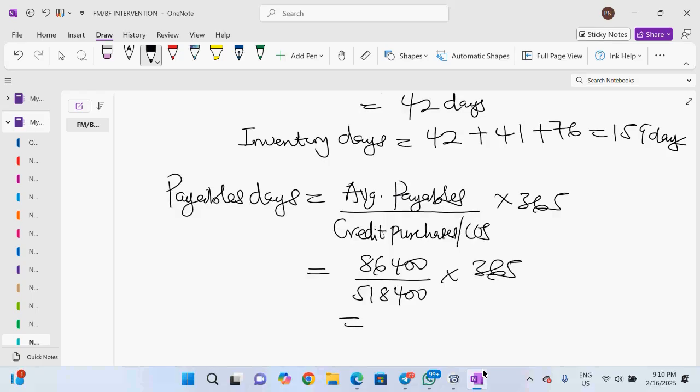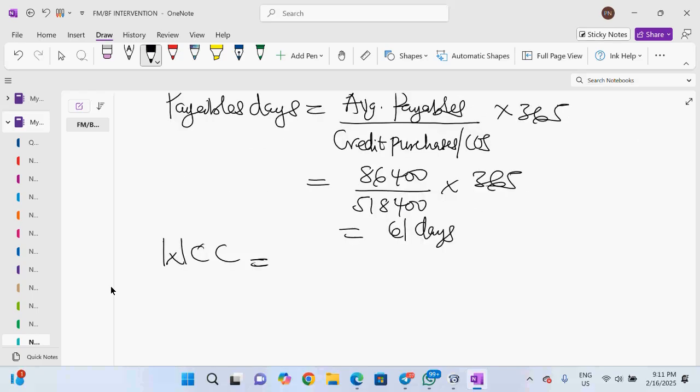It's 60.833, so 61. So that's 61 days, right? Yes, 61 days. So then what is our working capital cycle or the cash operating cycle?